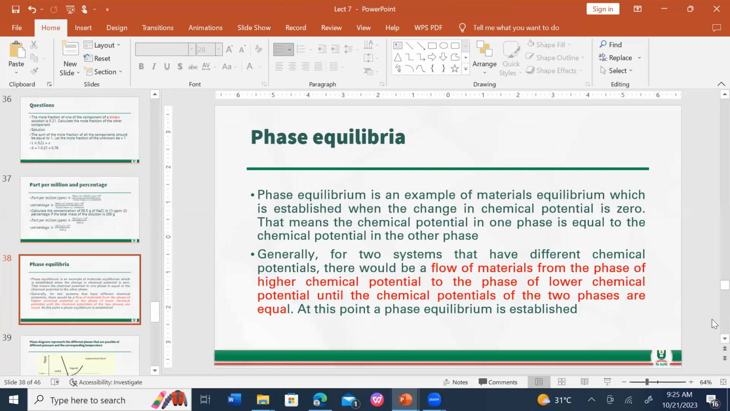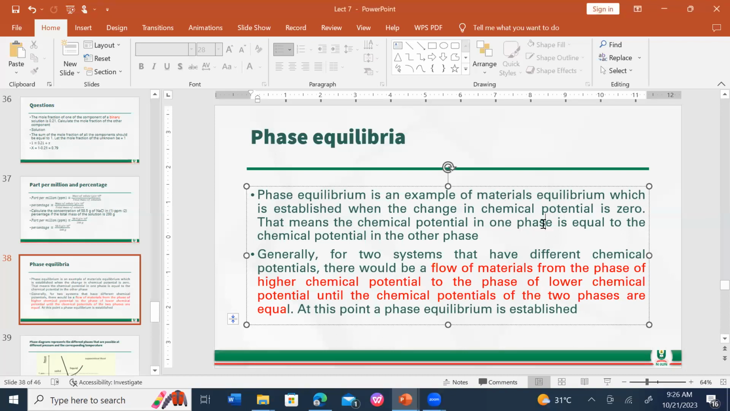So now let's look at phase equilibria. Any question there? Any question in that calculation? Let me unmute in case anybody wants to ask a question. If you want to ask a question, you can unmute yourself and ask before I move on to the next thing. Any question?